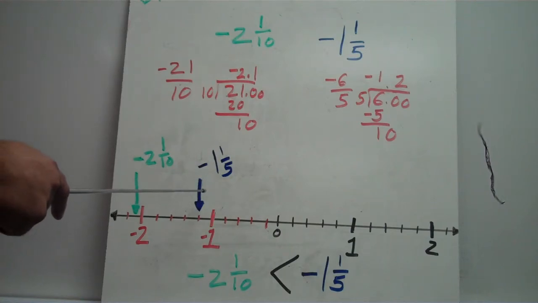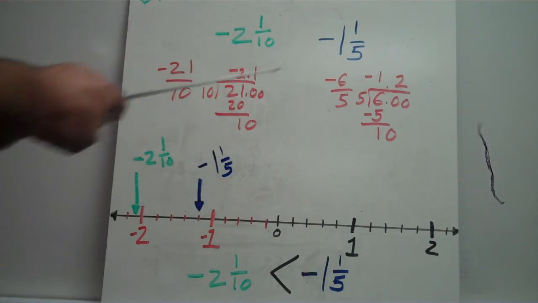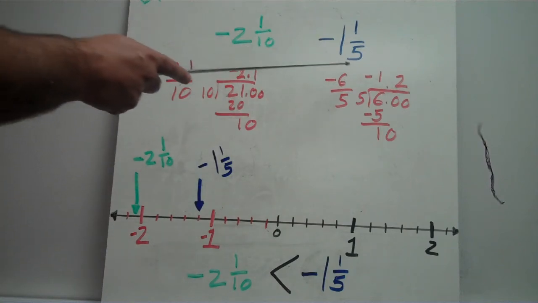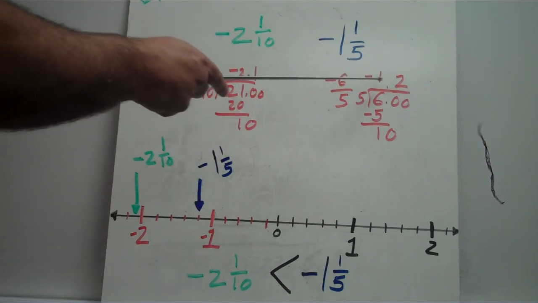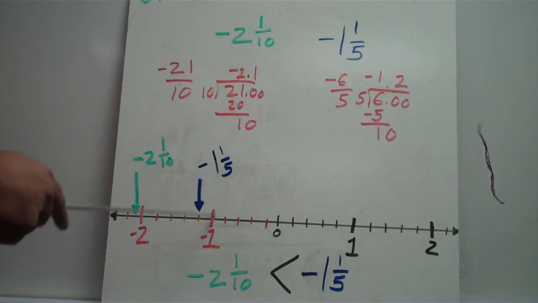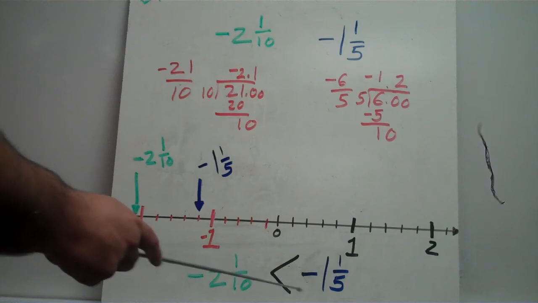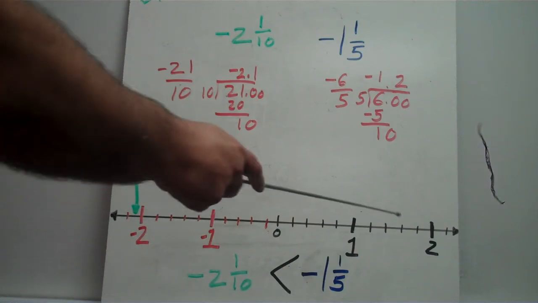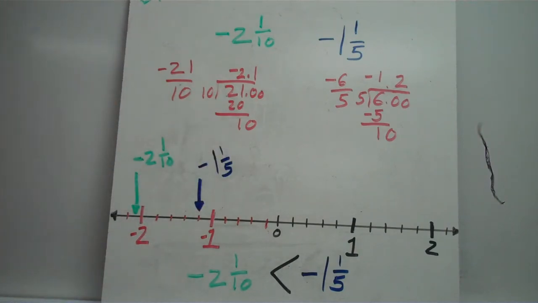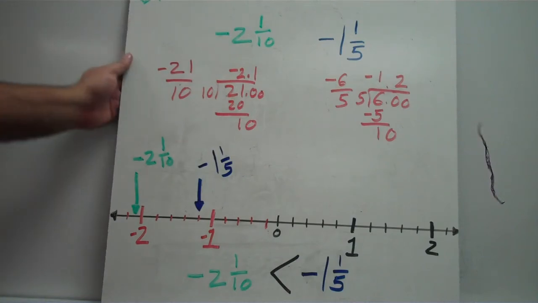Our next number is negative 1.2, or negative 1 2/10. We're going to go down to negative 1 and then find where 2/10 would be, which is right there. And then when they're plotted on the number line, we can see that negative 1 1/5 is a larger quantity because it's closer to the right side of the board than negative 2 1/10.